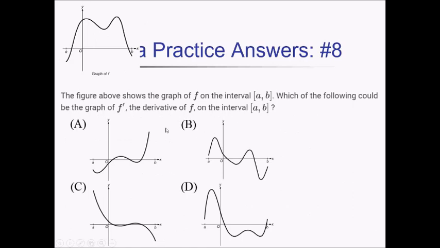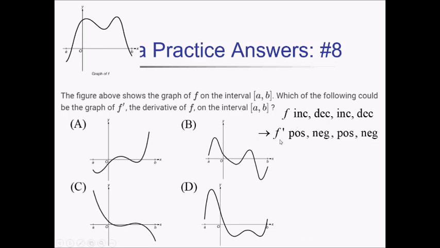For this problem, we're given the graph of f, and we want to identify the graph of f prime from these choices below. There are a lot of different ways to go on here, but we can look at the slope of f and see how that relates to the sign of f prime. The slope of f is increasing, then decreasing, then increasing, then decreasing. F prime then is going to be going from positive to negative to positive to negative.